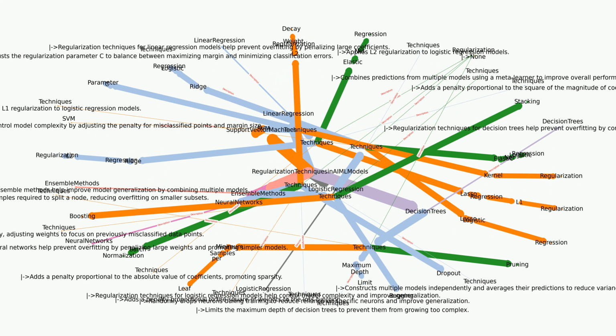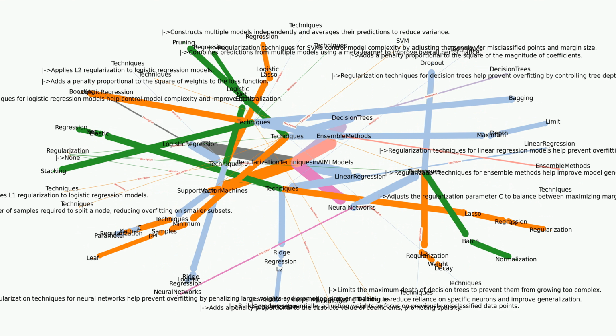Techniques. Bagging. Description: Constructs multiple models independently and averages their predictions to reduce variance. Boosting. Description: Builds models sequentially, adjusting weights to focus on previously misclassified data points. Stacking. Description: Combines predictions from multiple models using a meta-learner to improve overall performance.